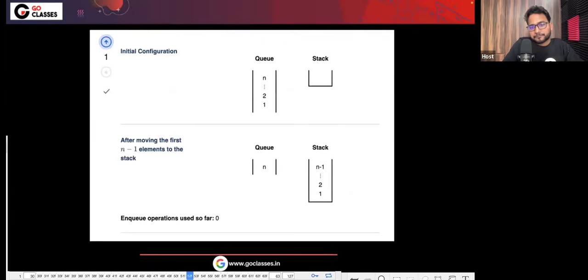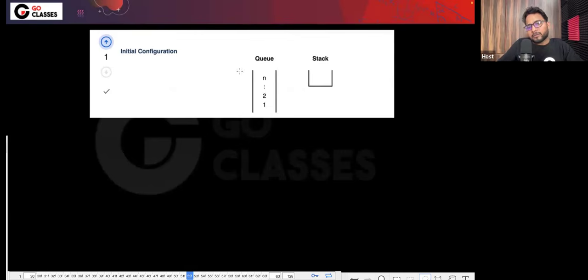So basically, what they are saying is something like this: you have this queue and this stack, and you want to transfer all the elements from here to here in such a way that the stack has 1 at the top. Here the front element is 1, so the stack must be having 1 at the top.